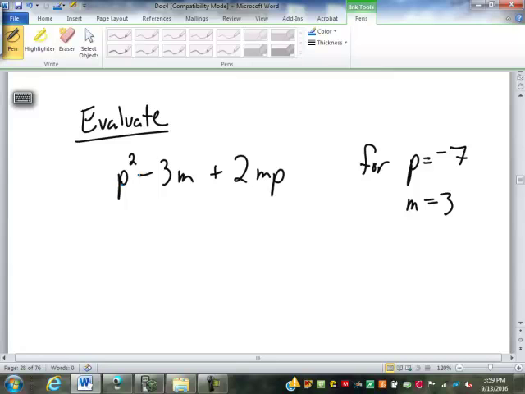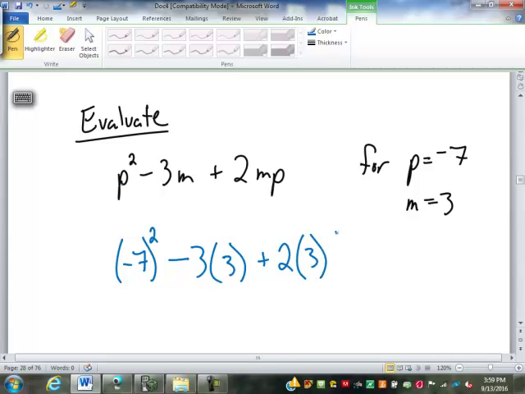So what's going to go in here for p? Negative 7. I make sure I put it in parentheses because if I'm going to enter that in the calculator, I need to make it come out. Minus 3 times what's going to go in for m? 3 plus 2, what's this going to look like? Times 3 times negative 7. This is 2 times m times p. So those are all 3 multiplied.